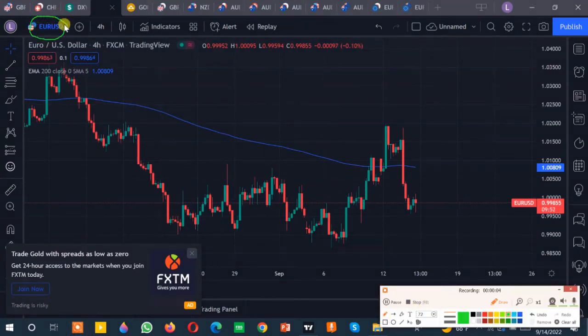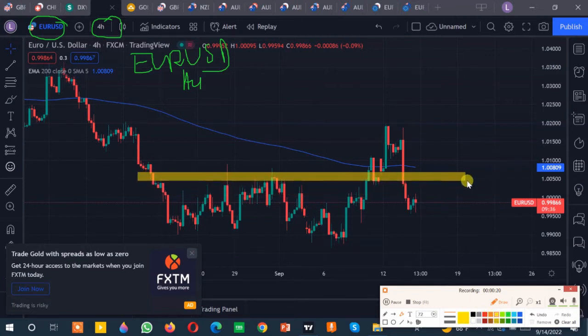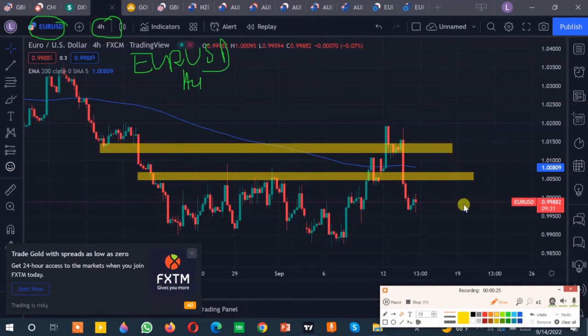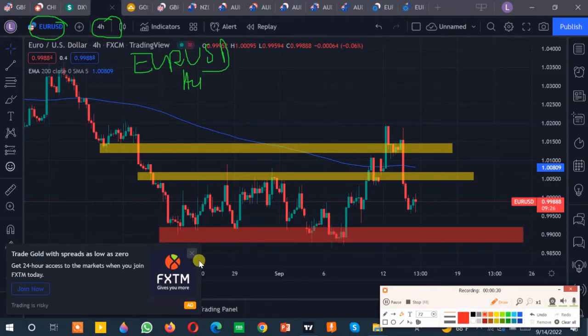It is the Euro USD H4 chart, the 4-hour chart. From this 4-hour chart we can think this is the resistance area, and here it is the support area. This is the downtrend market. Obviously it is a downtrend market.